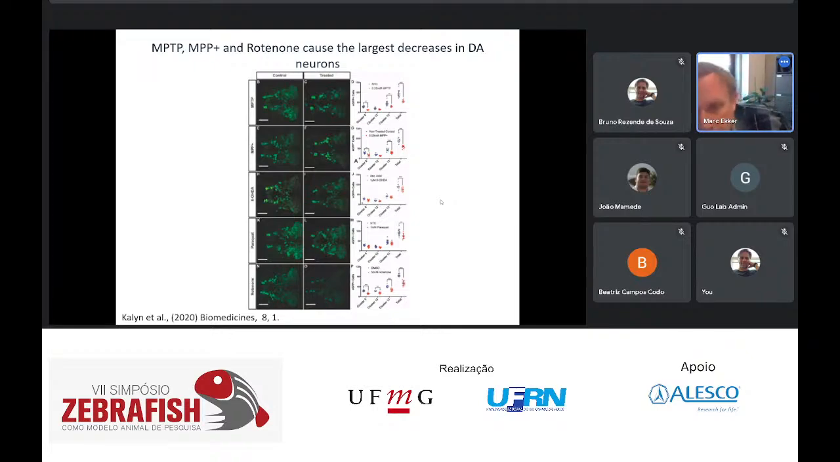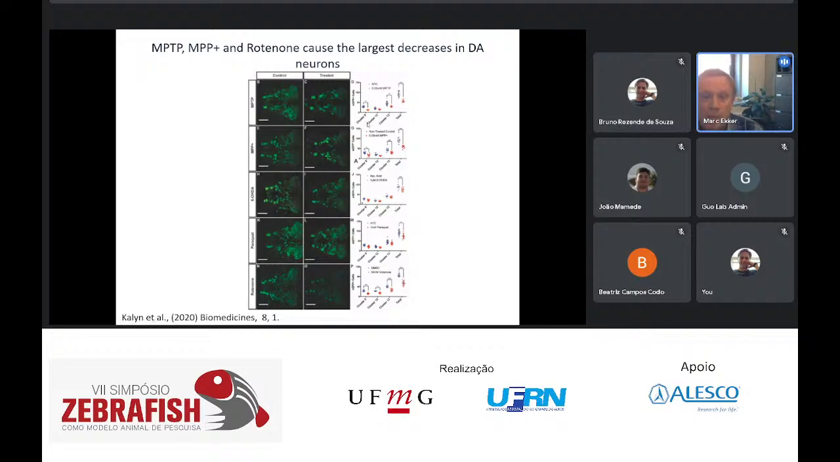And here on this slide, we see a similar route of administration in the water of the fish, using doses that were based on published literature and the same time of administration and the same time at which we measure. Well, when we compare MPTP, MPP+, 6-hydroxydopamine, paraquat, and rotenone, we found that in our hands at least, MPTP, MPP+, and rotenone gave us the strongest reduction in numbers of dopaminergic neurons.